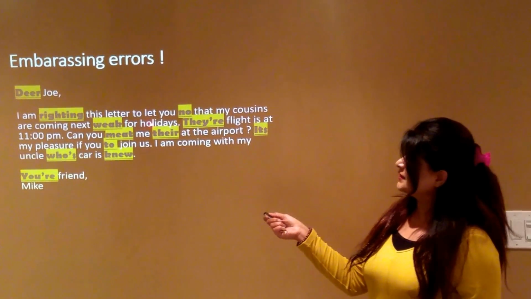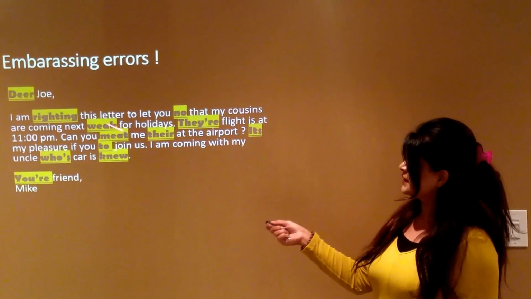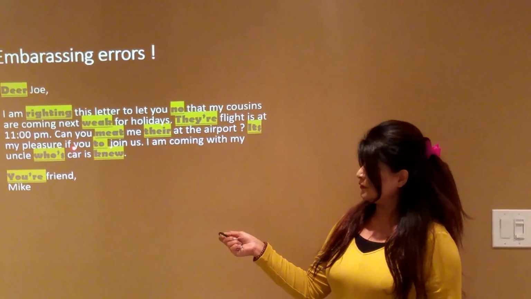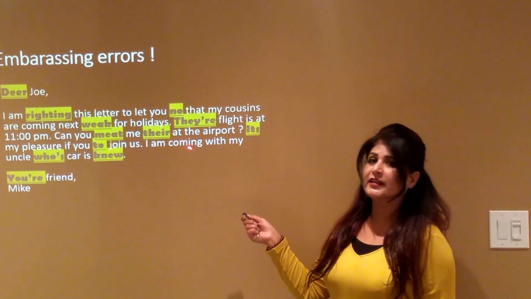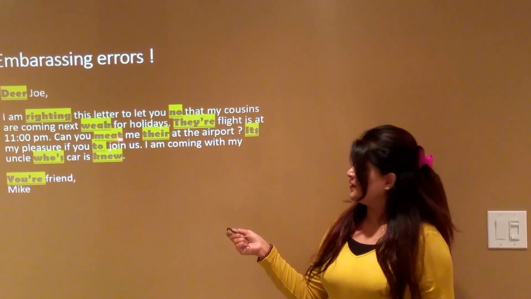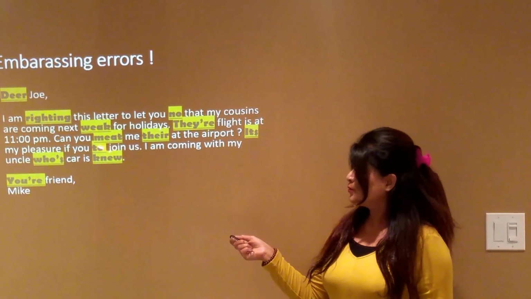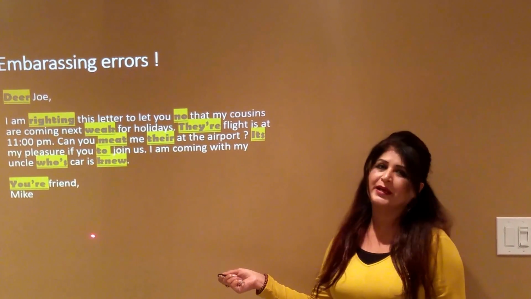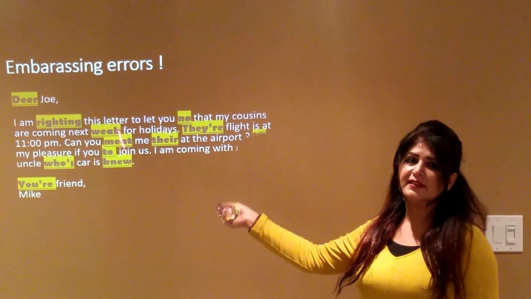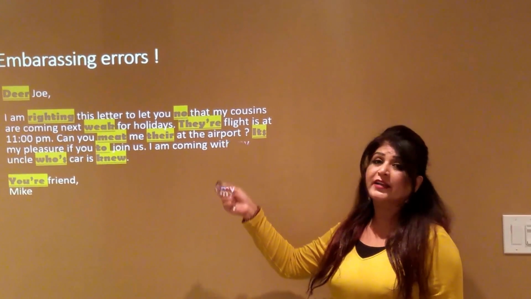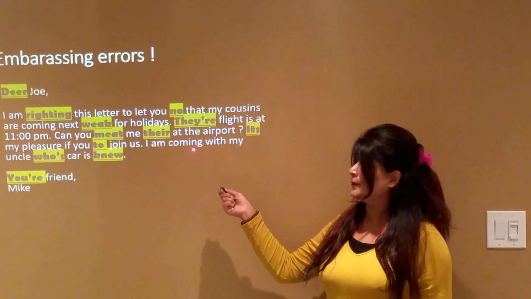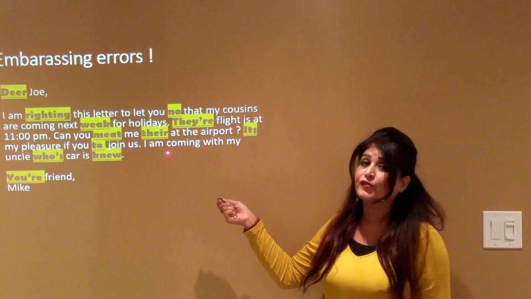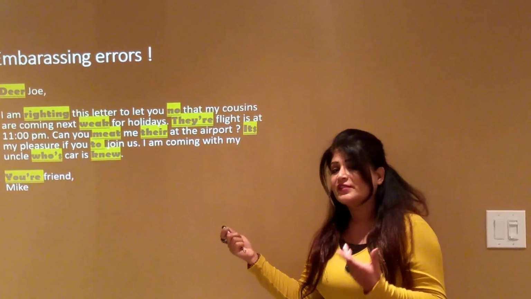It says, I'm writing this letter to let you know that my cousins are coming next week for holidays. Their flight is at 11 p.m. Can you meet me there at the airport? It's my pleasure. If you join us, I'm coming with my uncle whose car is new, your friend Mike. Now you can see this whole letter is full of errors, and these errors happen when we use wrong homophones, when we mix them.